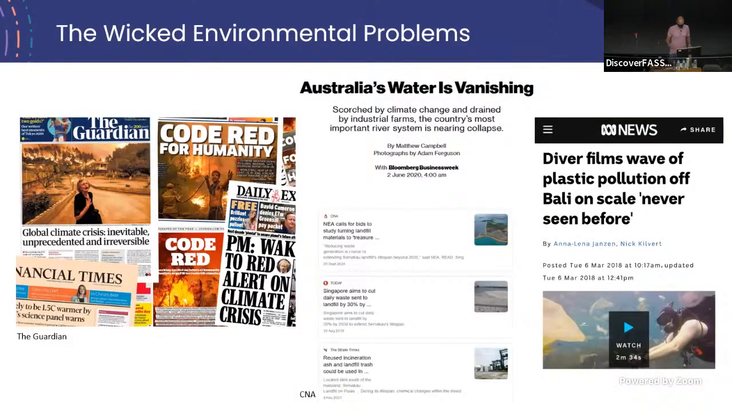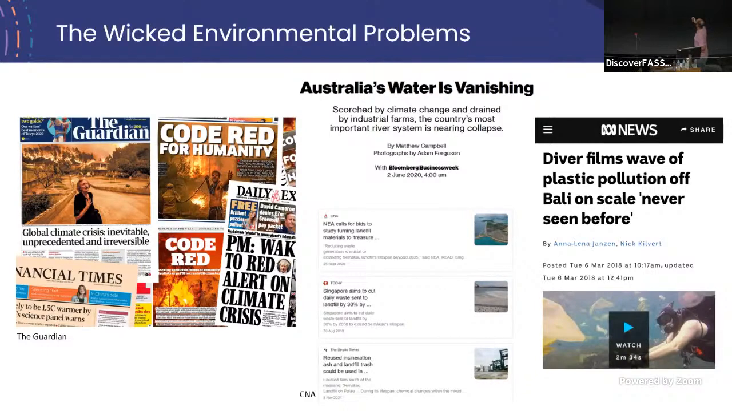So what are wicked environmental problems? Here I've extracted some images. If you Google search pertinent issues like climate change, you typically see a lot of headlines from the UK talking about climate change and global warming and how we are running out of time essentially. And that's just a global example here.